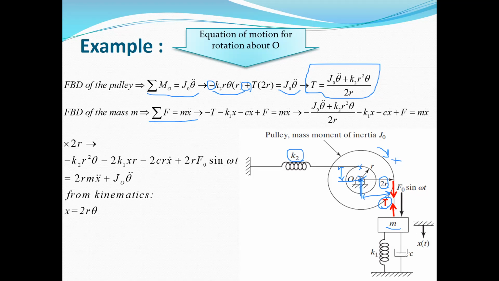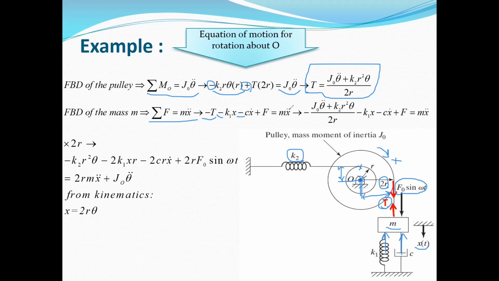We assume that this mass is going down, so we will have the tension T, which is in upward direction, so it will be negative. We will have one force of a spring. When this mass is going down, the force of the spring and the force of the damper will be in upward direction. Because we assume that the positive direction is downward, the force in the spring and in the damper will have a negative sign. So it will be minus k1 times x minus c times x dot plus f, which is the external force, and it's in positive direction of motion. It must be equal to m x double dot.